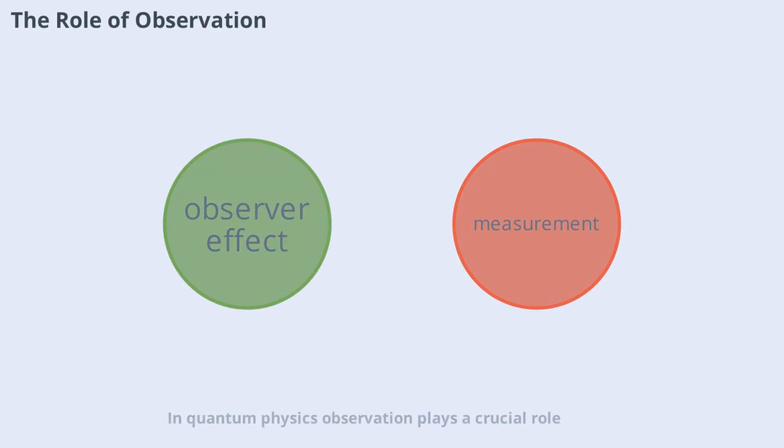In quantum physics, observation plays a crucial role. The act of measuring or observing a quantum system changes its state. This is known as the observer effect. It's why particles don't have definite properties until we look at them. This concept challenges our understanding of reality and has led to many philosophical debates about the nature of the universe.